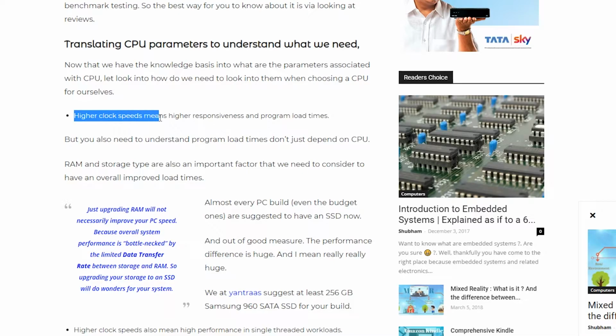Alright, now that we have understood what individual CPU parameters mean, let's look into how these CPU parameters apply to real world situations. Let's talk about clock speeds. Higher clock speeds mean better response times and program load times. So does that mean just having a CPU with a higher clock will lead to faster program execution?